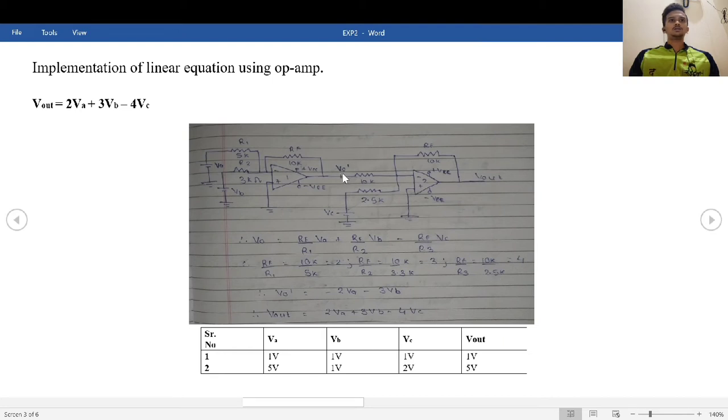So at V0 dash we will get minus 2VA minus 3VB. It will get inverted, and also it will add the VC voltage. So at output we get 2VA plus 3VB minus 4VC. We'll implement it on LTspice software. We'll take some VA voltages and see the output voltage.